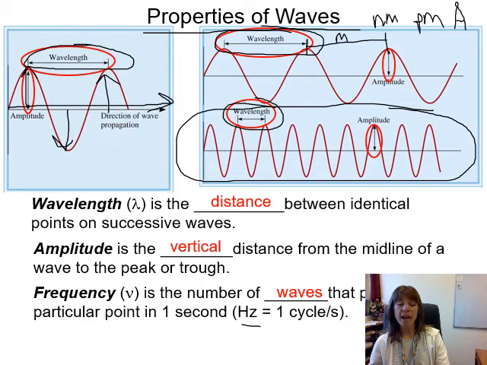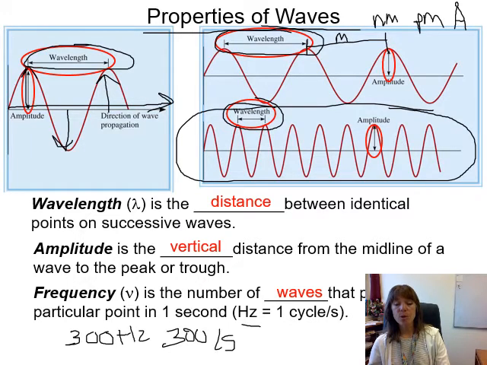So if I say I have a wavelength of light that has a frequency of, say, 300 hertz, that means its frequency, you could also write it as 300 per second. 300 what? 300 wavelengths per second.